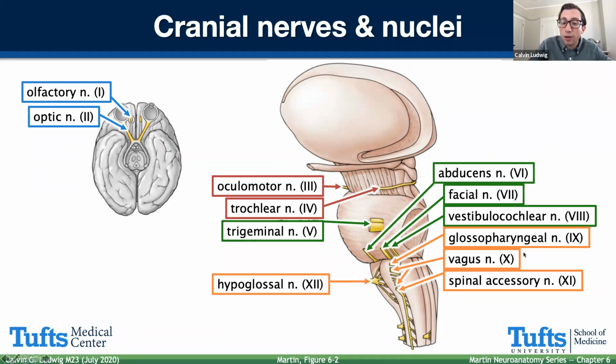The vagus nerve is a mixed nerve and has myriad sensory and motor functions that include somatic and visceral sensation, innervating the pharyngeal muscles and much of the visceral or internal organs autonomic innervation. The spinal accessory and hypoglossal nerves, cranial nerves 11 and 12, subserve motor functions, innervating the neck and tongue muscles, respectively. So that's a lot.